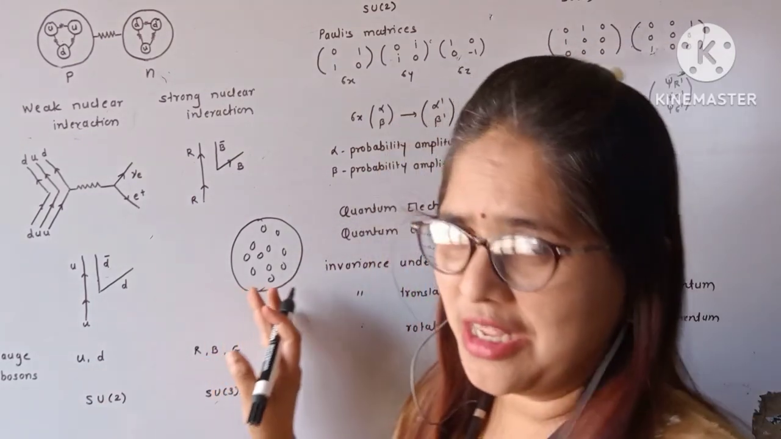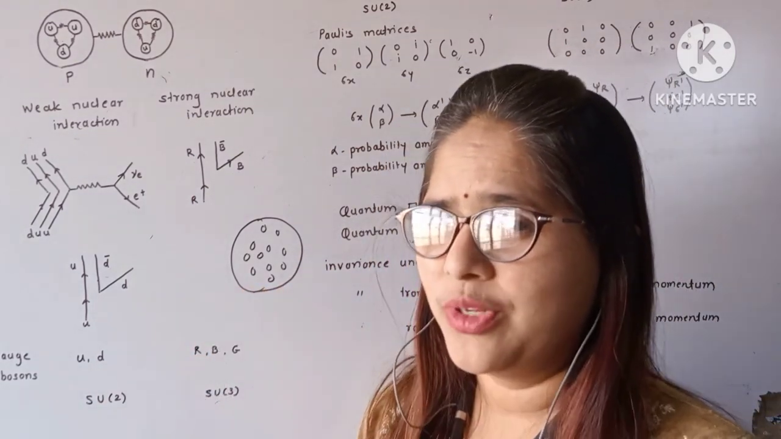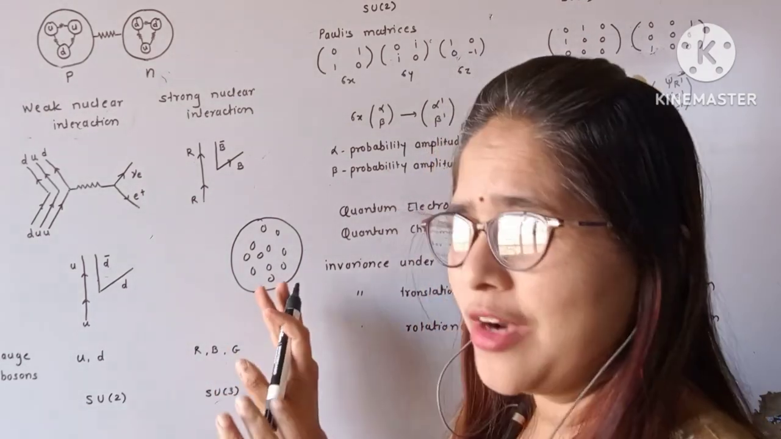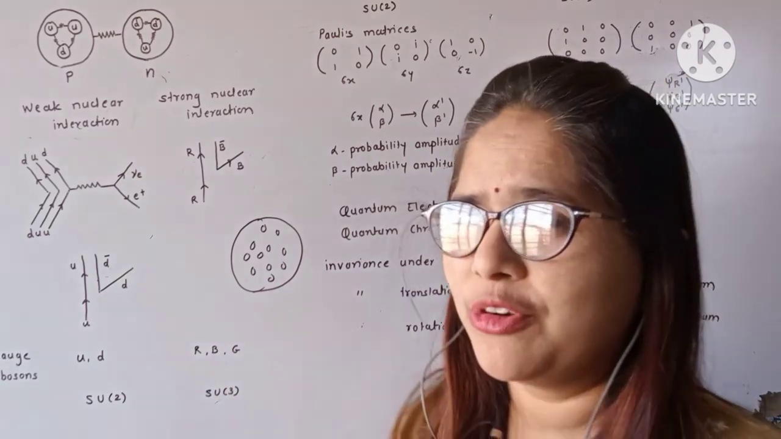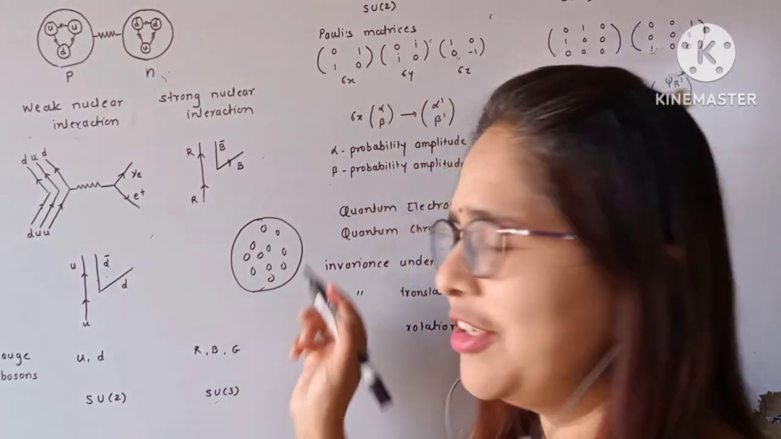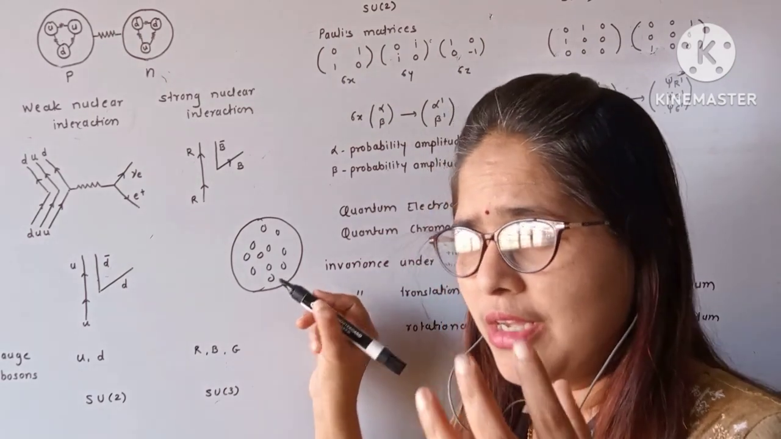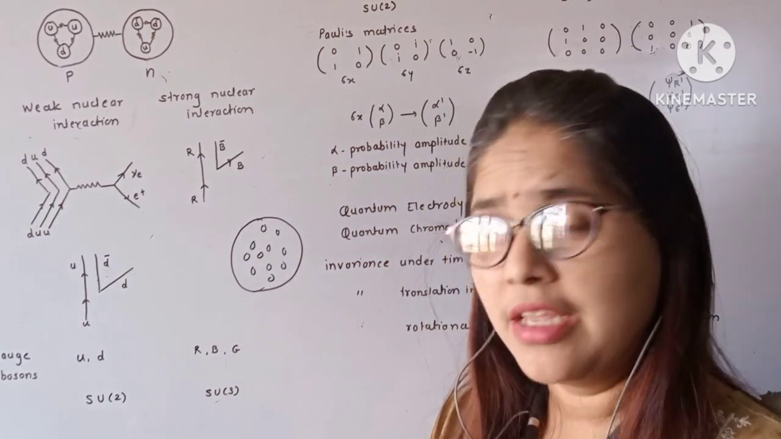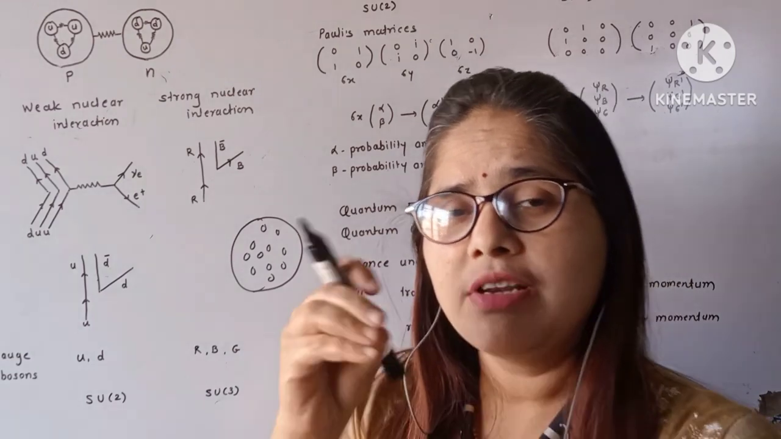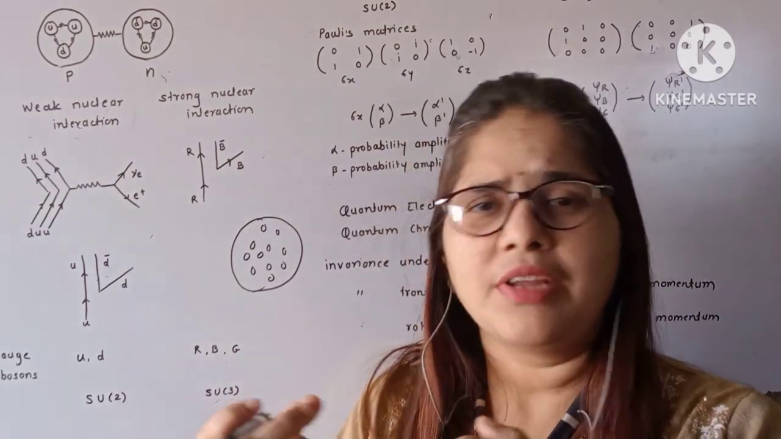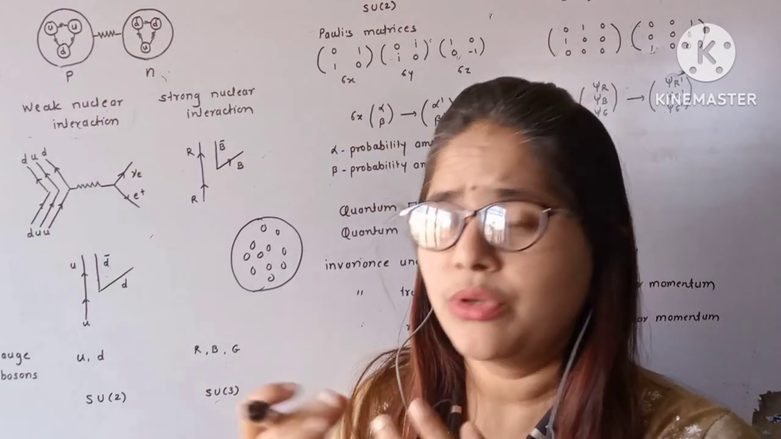See here, this is a classical picture of the nucleus. Actually, the nucleus is a quantum mechanical entity. It doesn't look exactly like this, but for the sake of understanding, we are taking it like this. So we know that if a heavy nucleus is there, it will consist of a large number of protons and neutrons, and there must be some interaction between these protons and neutrons.